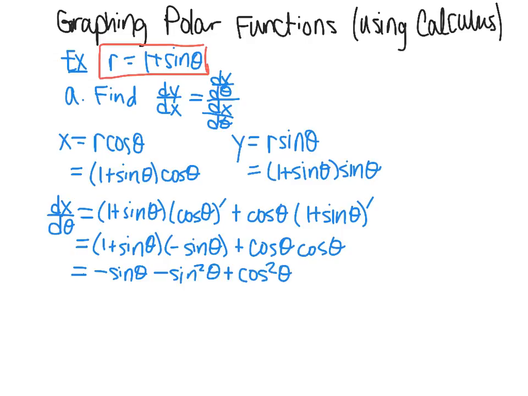Now you might think that we could use the trig identity, sine squared plus cosine squared equals 1, but they're opposite signs, so we can't do that.